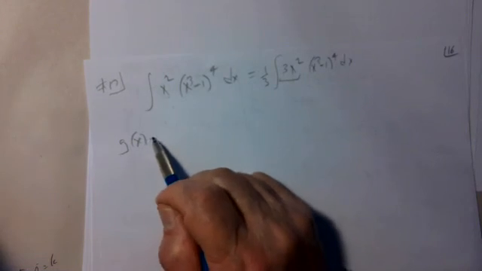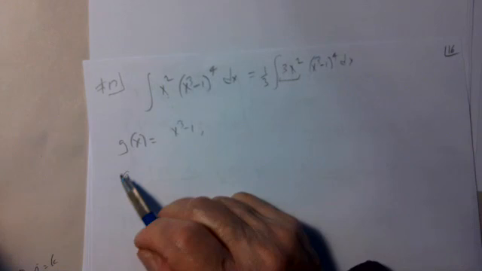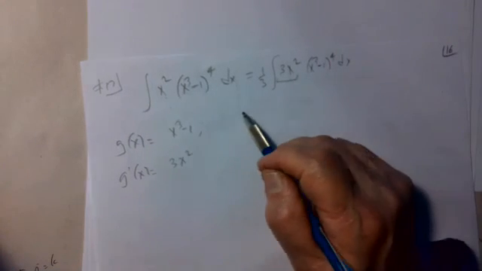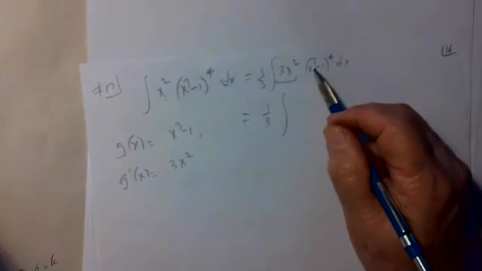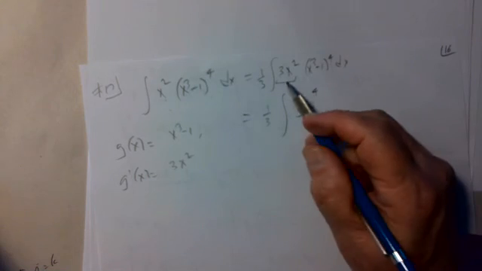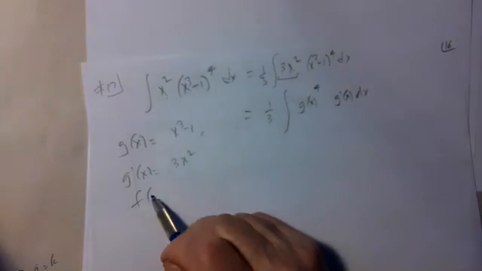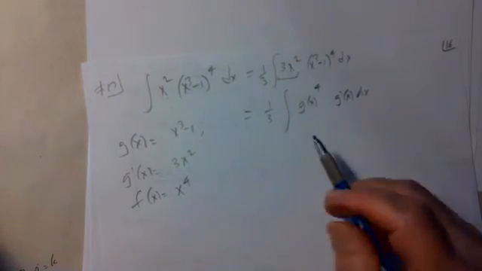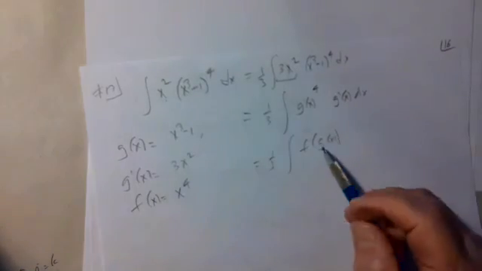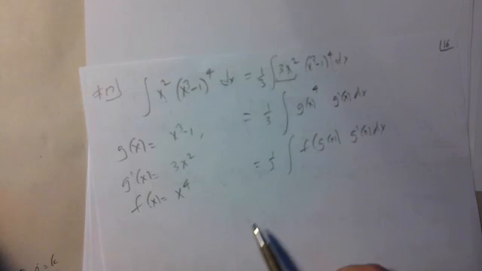And now you see if you let g of x be equal to x cubed minus 1, g prime of x is 3x squared. So this is 1/3 the integral of x cubed minus 1, that's g of x to the 4th power, times 3x squared, g prime of x dx. If I let f of x be equal to x to the 4th, this is 1/3 the integral of f of g of x, because that's g of x to the 4th power, g prime of x dx.